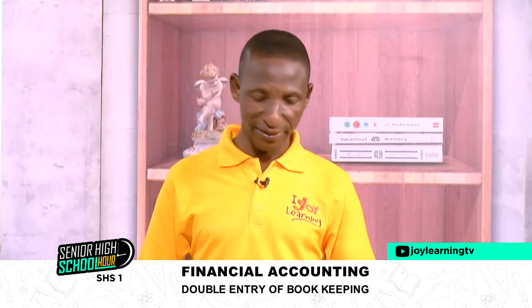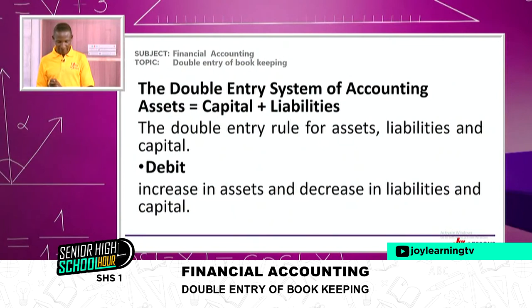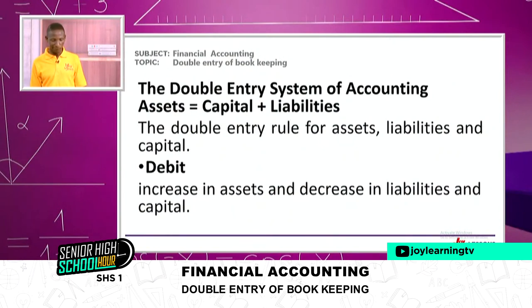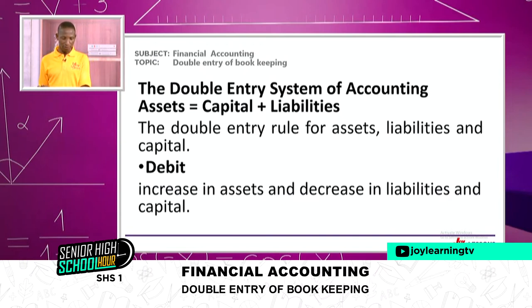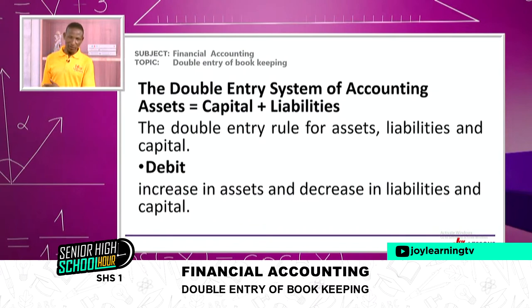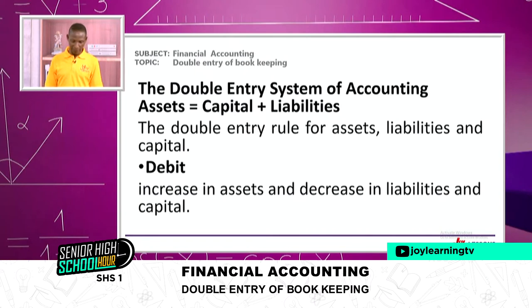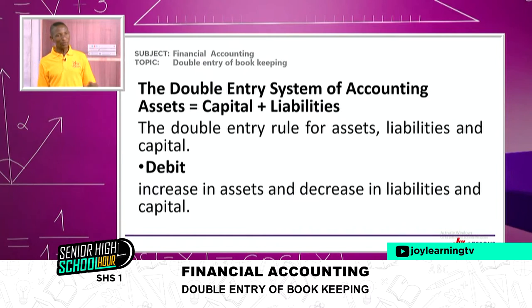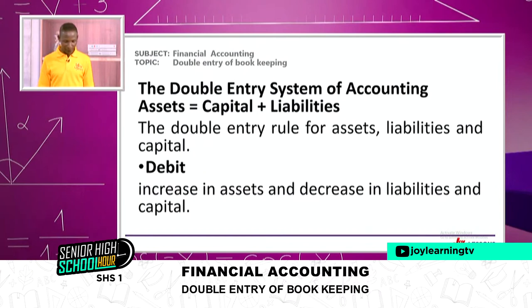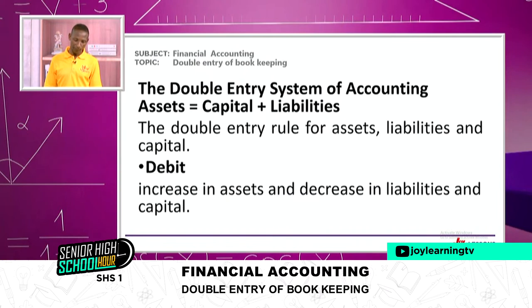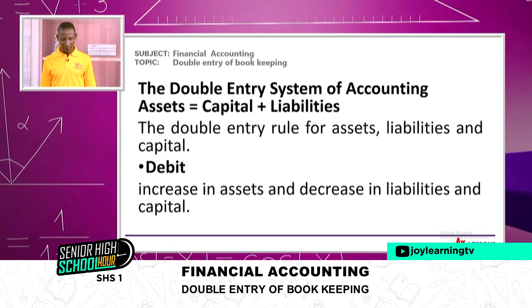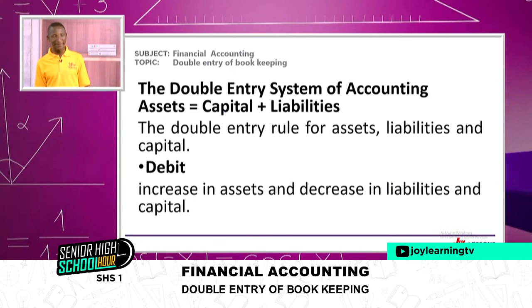Now, debit: increase in assets, decrease in liability and capital. Assets equals capital plus liabilities. So the capital and liabilities are on one side of the account, while the assets are on the other side. In other words, assets have a debit balance, capital and liabilities have a credit balance. So anytime your assets are increasing, you debit. And if your liabilities are decreasing, you debit, as well as your capital.